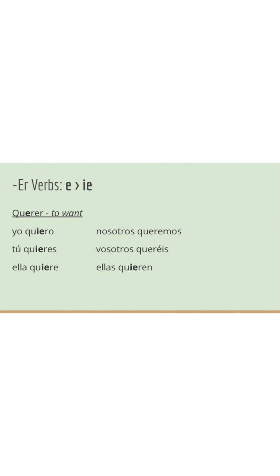So, the first one here is the E to IE. We have querer, and this E becomes that IE right there in that stem to give us yo quiero, tú quieres, ella quiere. We have the nosotros queremos. Make sure you're pronouncing those vowels well. Vosotros queréis y ellas quieren.